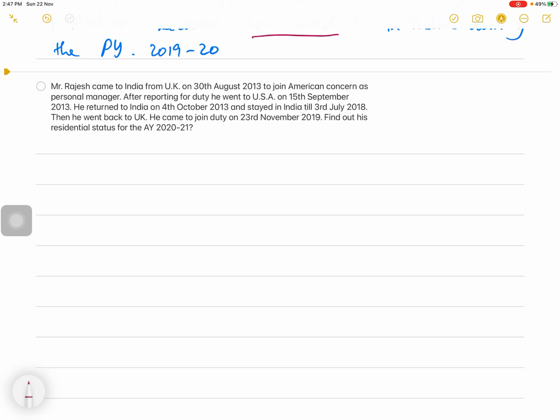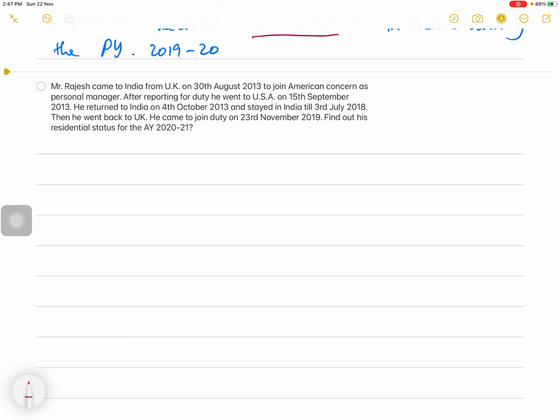After reporting for duty, he went to USA on 15 September 2013. He returned to India on 4th October 2013 and stayed in India till 3rd July 2018. Okay. Then he went back to UK. He came to join duty on 23rd November 2019. Find out his residential status for assessment year 2021.